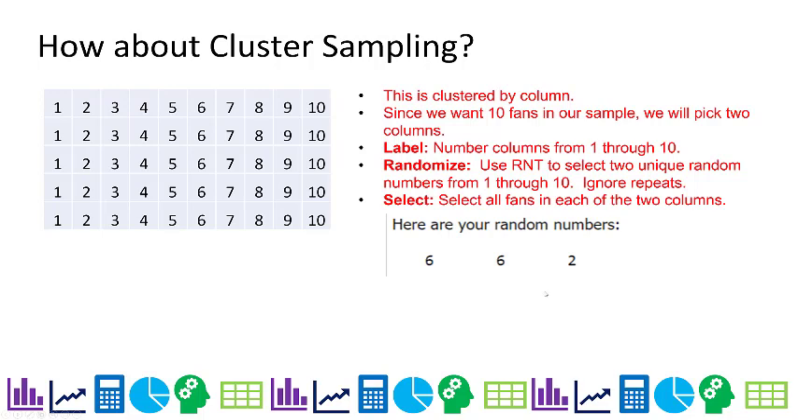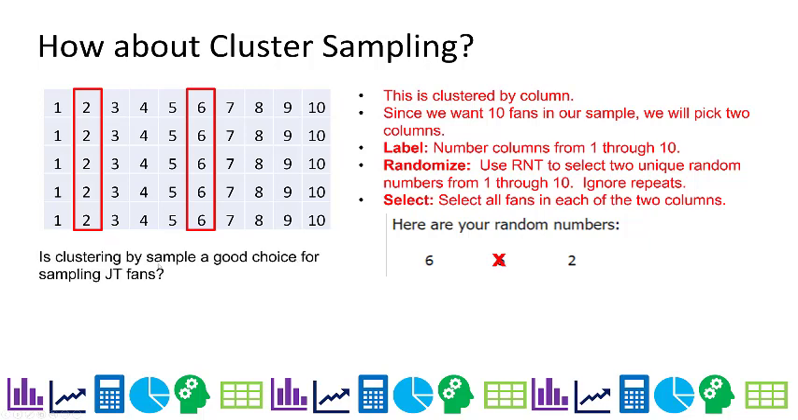So here are my random numbers, and sure enough, here's column 6. I'm going to survey everyone in that column. I got a repeat, ignore it, then go get column 2. Okay, column 6 and column 2. So is clustering by column a good choice for sampling Justin Timberlake fans?